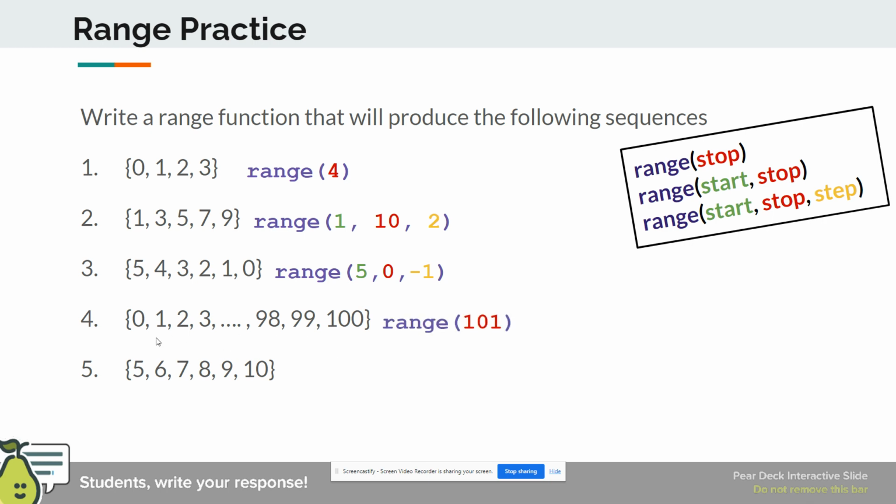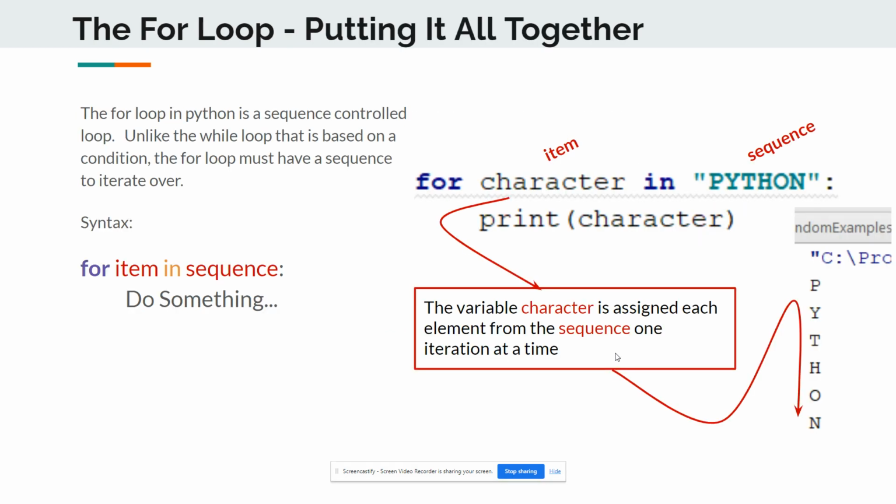Here, range of 101, 0 through 100, and 5, 6, 7, 8, 9, 10 should be 5 to 11. Again, the step is not necessary unless you're stepping by something other than 1. Okay. So there's your range function and what it can produce. Hopefully that makes a little bit of sense. Again, if not, let me know and I'd be happy to answer any questions you have.